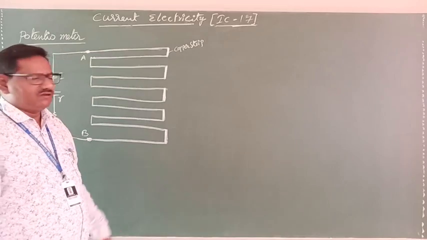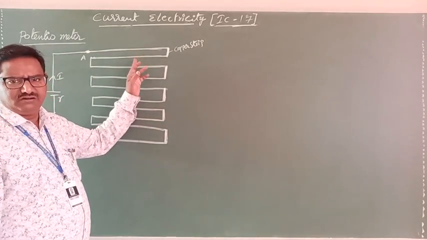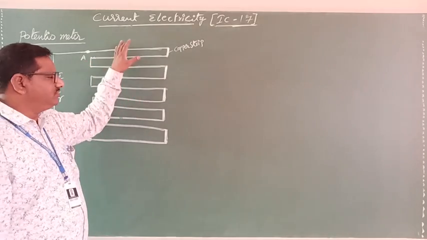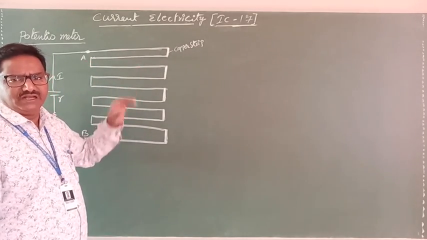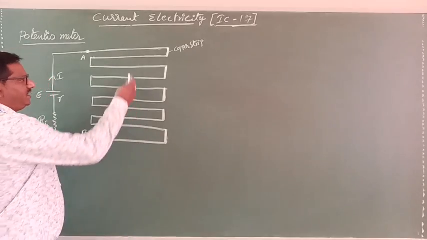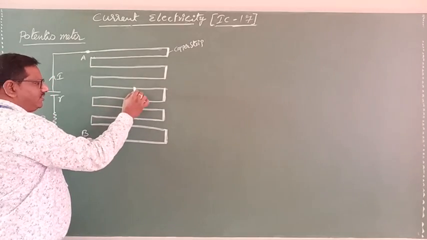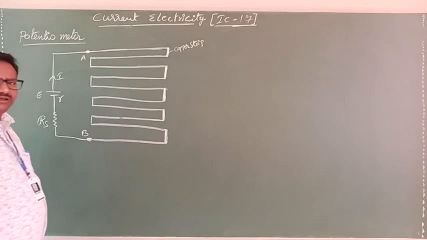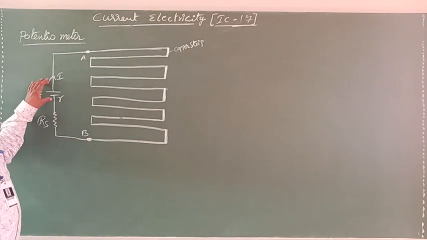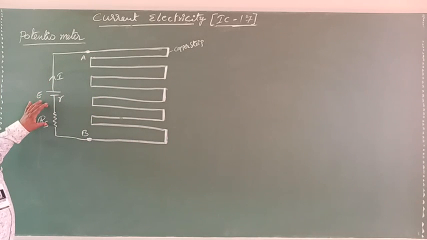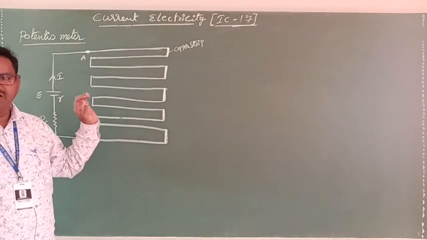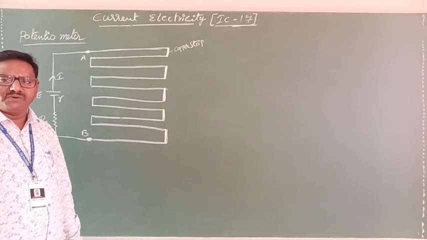It consists of 10 meters of wire. In a meter bridge we have only 1 meter of wire, but in a potentiometer how many meters? 10 meters. These 10 meters of wire are arranged in 10 rows as shown in the figure between A and B. Here one cell is connected with a series resistance or rheostat. This circuit is known as a potentiometer circuit.